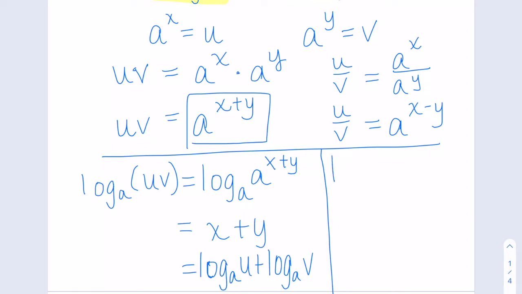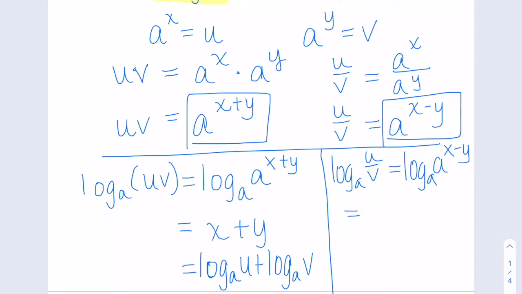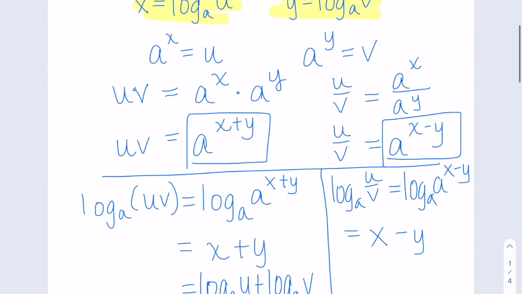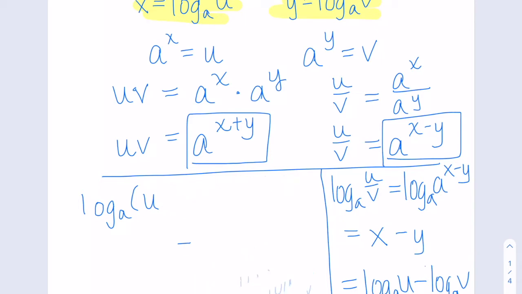Now let's look at our log base a of u over v. Well, that can also be written as log base a of a to the x minus y. And that simplifies to just x minus y. And remember, our x was log base a of u, and our y was log base a of v. So you can see those properties very clearly. Now let's look at one more. Let's look at the power property.